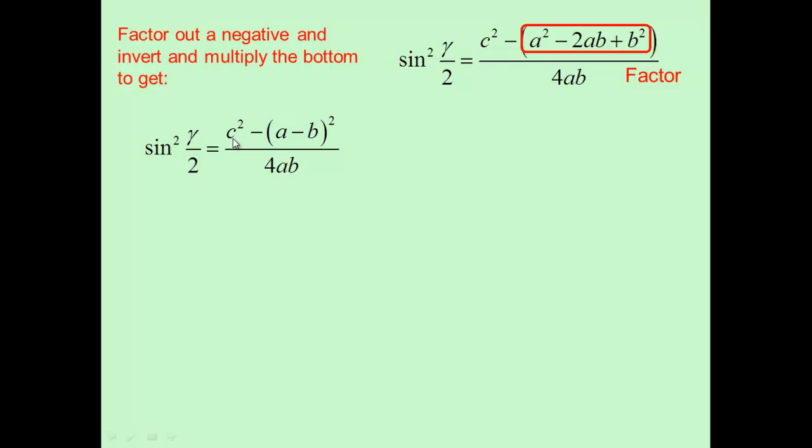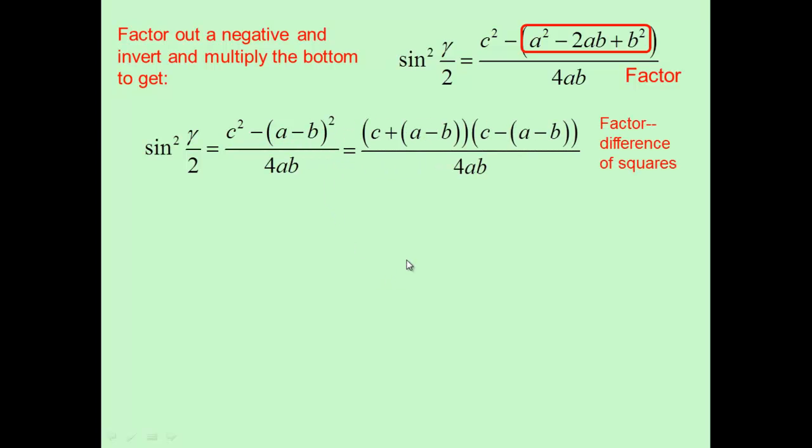So it's going to be c plus the quantity a minus b and c minus the quantity a minus b. Distributing the negative here gives me this. Now remember, before we let 1/2 s equal a plus b plus c.